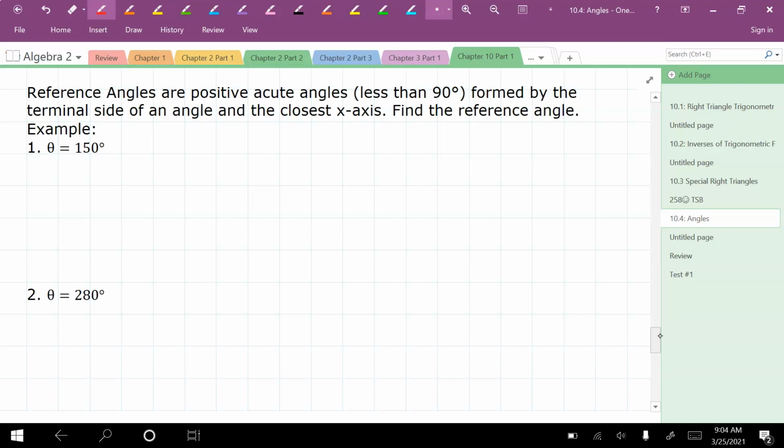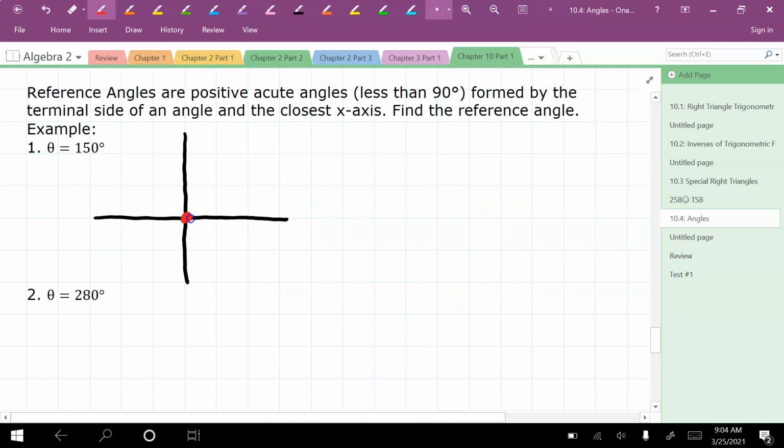It's formed by the terminal side, so the ending side of your angle, and the closest x-axis. So what they're going to want you to do is find reference angles based off of the angle that we have on our plane. So if you need to graph these first so that you can visualize which x-axis it's closer to, you should start there. So like for number 1, they're giving me the angle of 150 degrees. So I'm going to start by graphing that one first.